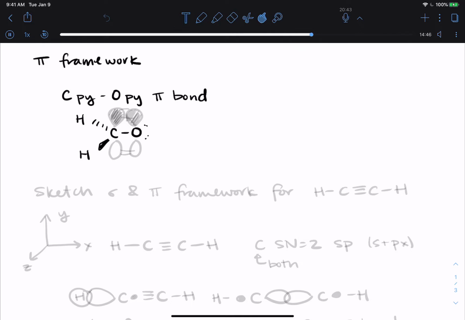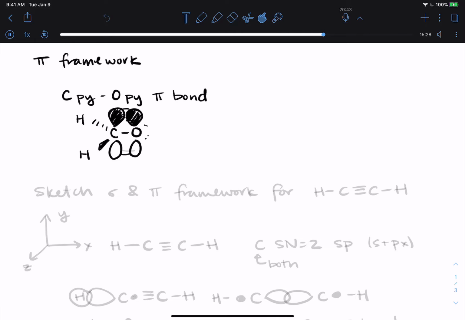So it's a py orbital on carbon, so I need both of those lobes the same size, and a py on oxygen, so both of those lobes the same size. And I need constructive interference. So if I shade the top of this p orbital on carbon, I need to shade the top of this p orbital on oxygen. Now sometimes if you draw these too far apart, you'll see that they draw little lines to connect them. That's just to show that the actual atoms are much, much closer in real life, so those orbitals are close enough to overlap.